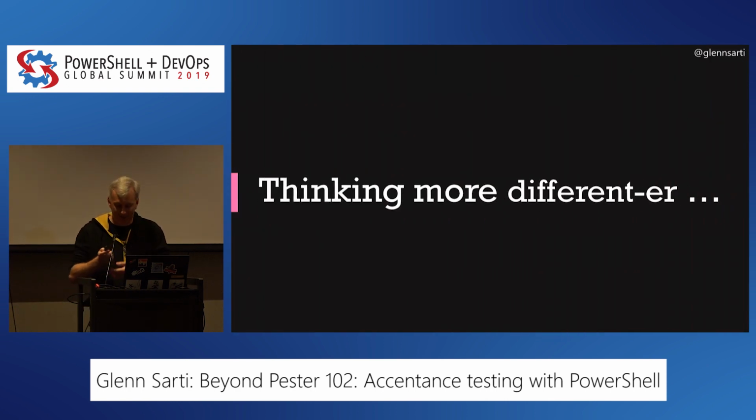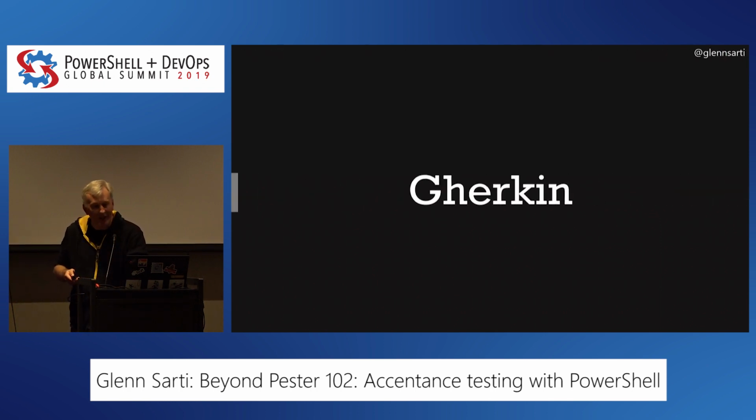So I've gone through writing some OAT and UAT tests, but what are some other ways of thinking differently about acceptance testing to make our lives better? Why confine ourselves to the Pester syntax? Wow, I've got so many tongue twisters in my talk.